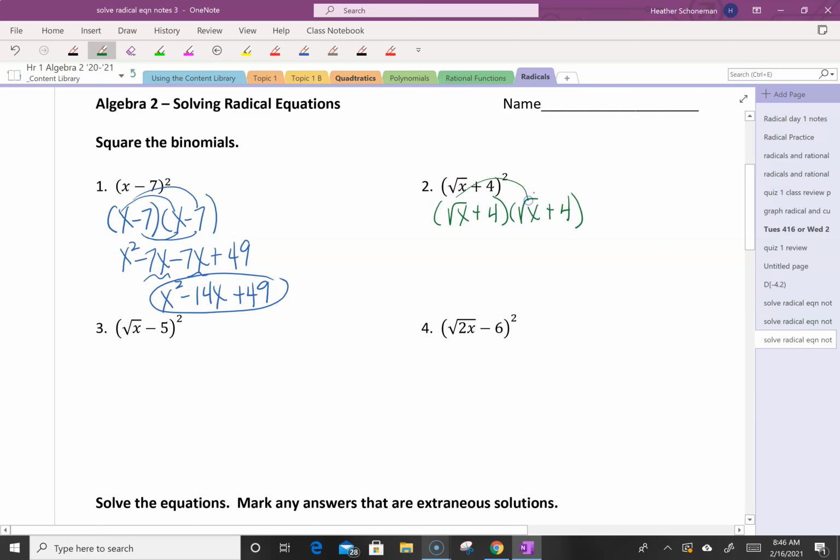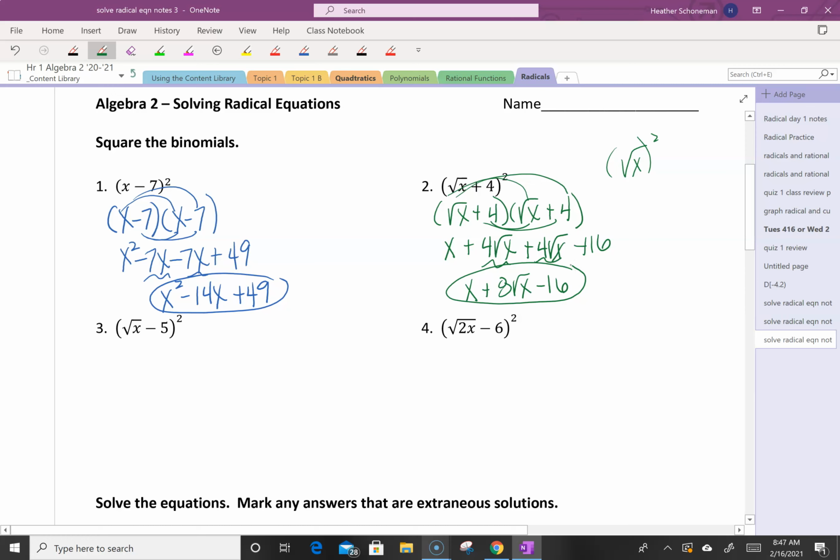Okay, and now when you multiply it, multiplying something by itself is the same as squaring it. So the square root of x times the square root of x is just like saying the square root of x squared, which we know. When you square a radical, it cancels it. So we just get x, and then over here, we get plus 4 square root x, plus 4 square root x, and then plus 16. Got to combine like terms in the middle. So we get x plus 8 square root x plus 16. And that's our final answer.